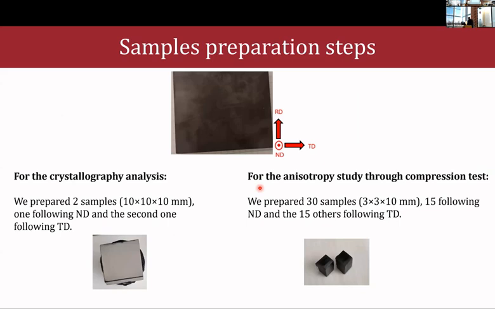For the sample preparation, for the first part, the crystallography analysis, we prepared two samples, one following the normal direction and the other following the transverse direction. The transverse direction was the reference, no, was the normal direction for Anthony. Next time we should work on getting the same references. And for the anisotropy study, we obtained 30 samples, 15 following the normal direction, that's the plate top surface, and 15 following the transverse direction, so the side of the plate.